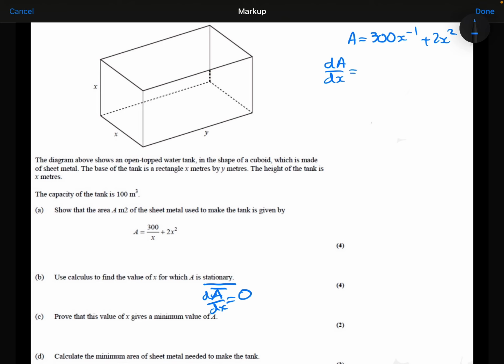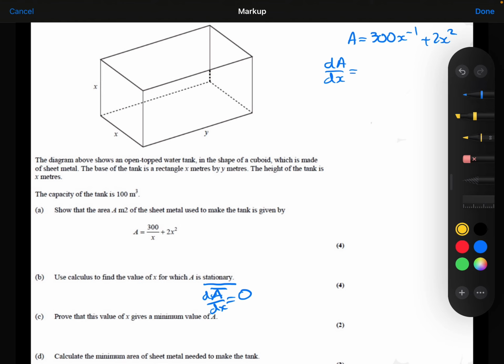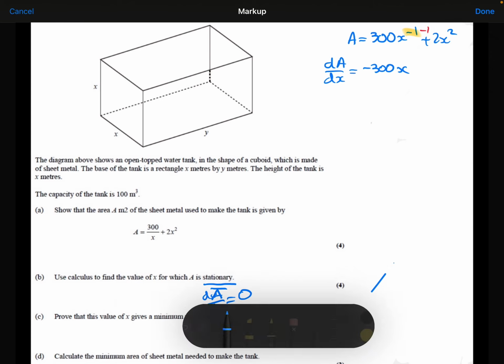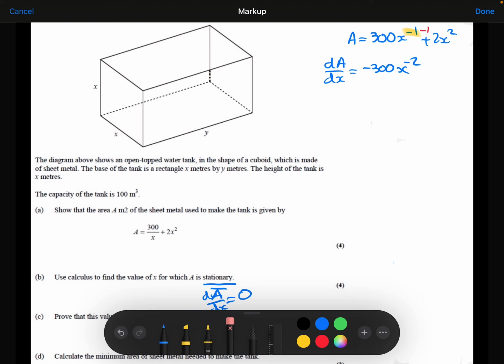Right, let's differentiate. So the 300x to the power minus 1, we're going to multiply by the power. So 300 times minus 1 is minus 300. And then we're going to take 1 away from the power. So the minus 1, take away 1, is minus 2. The 2x squared will differentiate just to be 4x. And I'm trying to find when does this equal 0 for it to be a stationary point. This is the equation I'm trying to solve to find the value of x for which A is stationary.